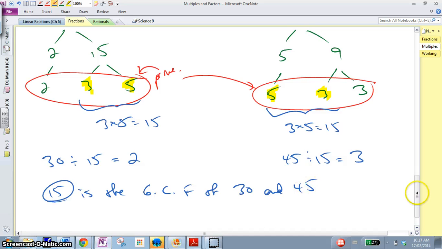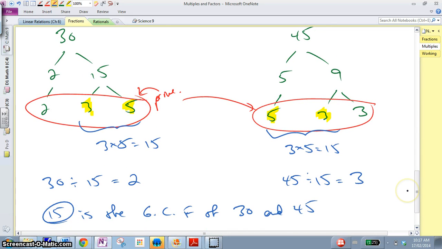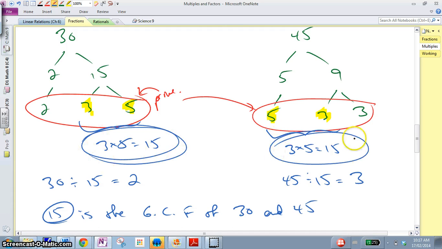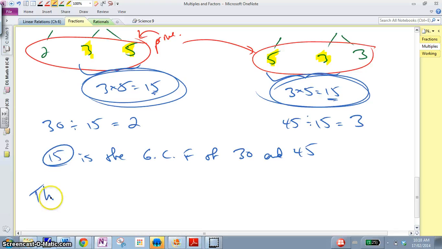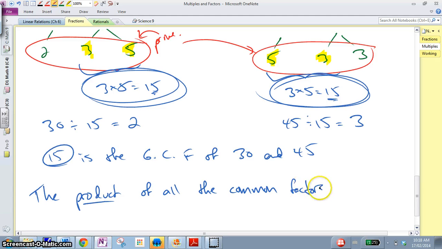That's one thing we see here, right? Because we broke it down, we divided those numbers up, we took the prime factors they have in common, and we found the number that they create. So 15 is the greatest common factor of 30 and 45. Another way to say that is that the product of all the common factors is the greatest common factor. So again, all the common factors, we're talking about these guys. The product, we're talking about multiplying them together, right? That's what the greatest common factor is.